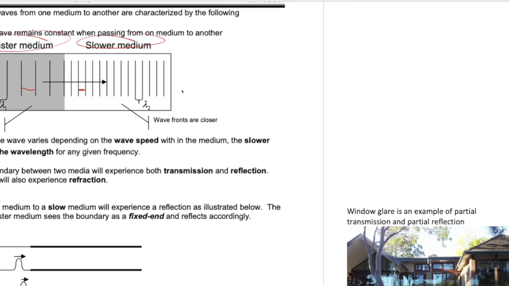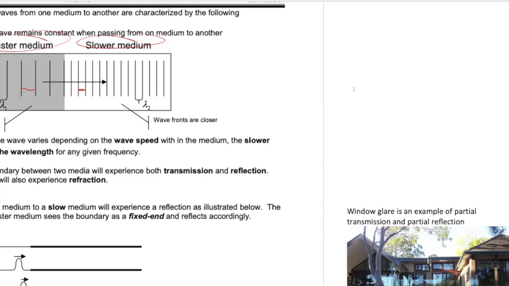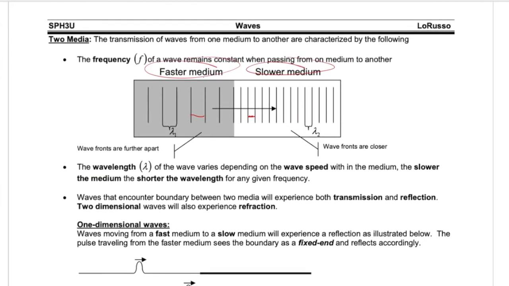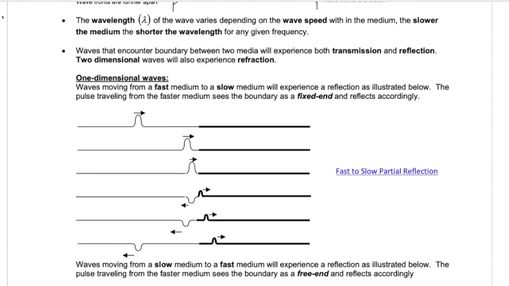So when we go from a slow medium, our up and down vibration is the same frequency, but our x-axis speed causes a bit of a bunch up. But if I increase my x-axis speed, you can see that the wave fronts get further apart. So that's what happens when waves go from one medium to another. In the faster medium, the wavelength is longer, and in the slower medium, the wavelength is shorter. And this causes some interesting phenomena as well.